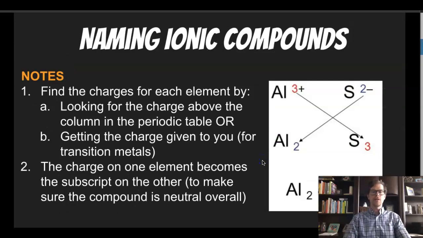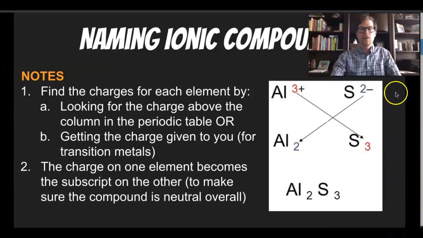All right, when it comes to ionic compounds, we are talking about one metal and one nonmetal. One metal and one nonmetal. So for this example, we've got aluminum, that's a metal, and sulfur, that's a nonmetal. How are we going to name it?